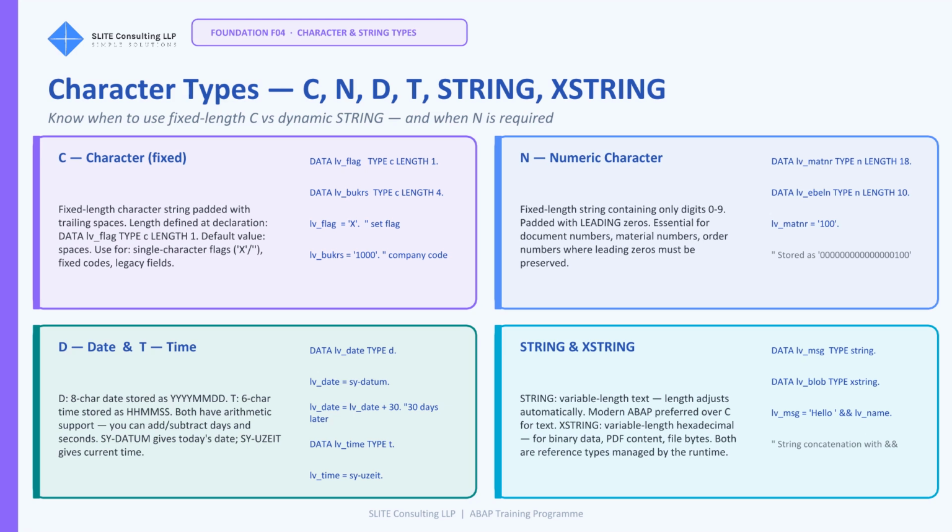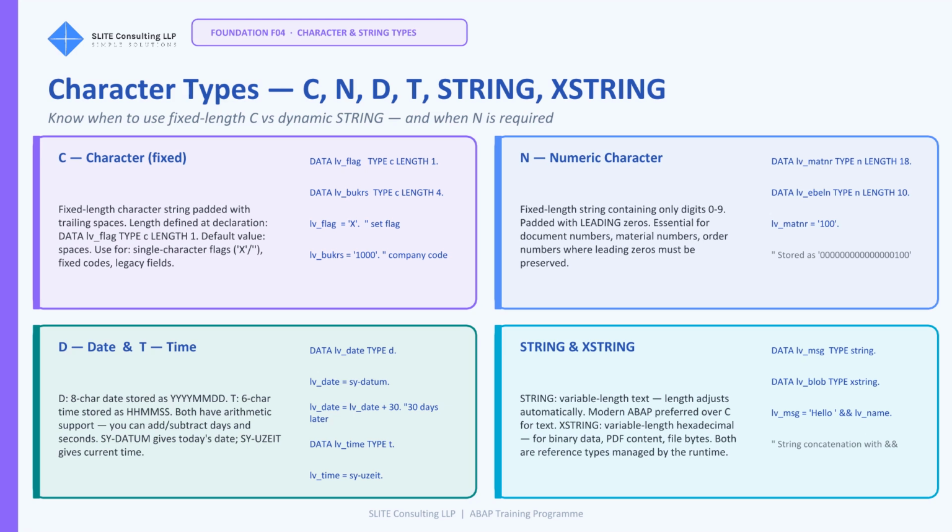Date and time. D is the 8-character date type, stored internally as YYYYMMDD. T is the 6-character time type, stored as HHMMSS. Both support arithmetic. You can add 30 to a D-type variable to get the date 30 days later. SY-DATUM gives today's date. SY-UZEIT gives the current time.